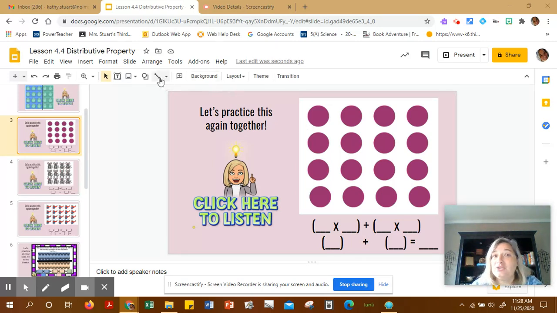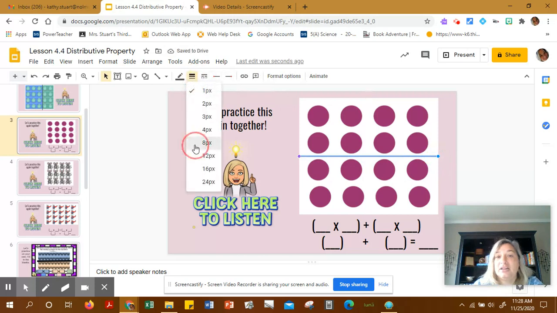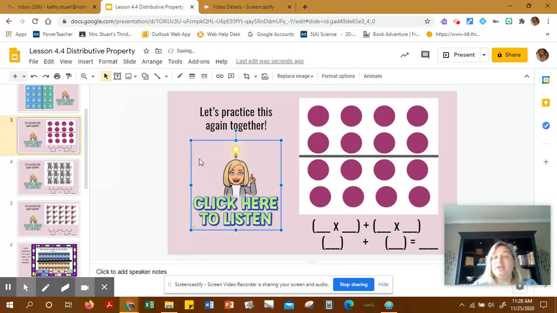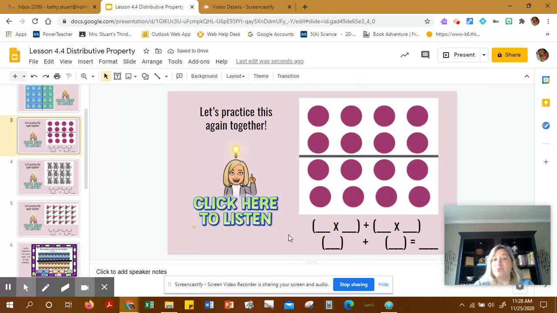Now, this time I'm going to do something a little different. The last one we divided up and down. This time I'm going to divide it going across. So I'm going to divide it going this way, and I'm going to make that dark enough so everyone can see that. So here I have divided my array.